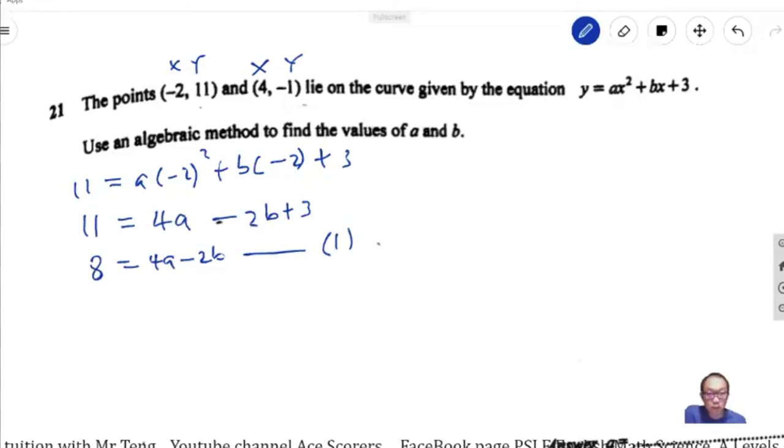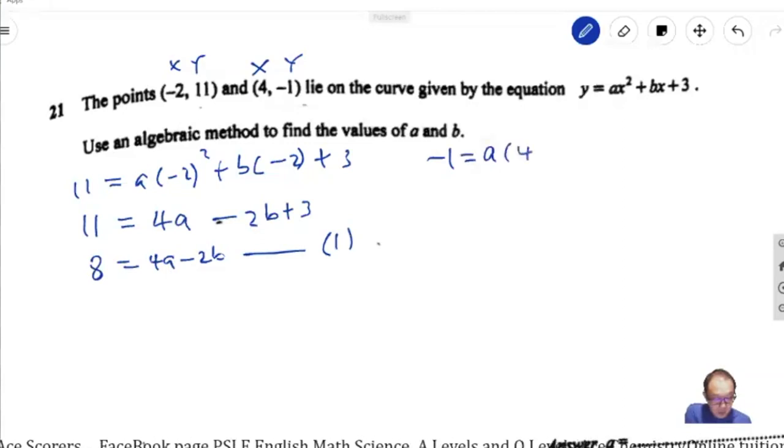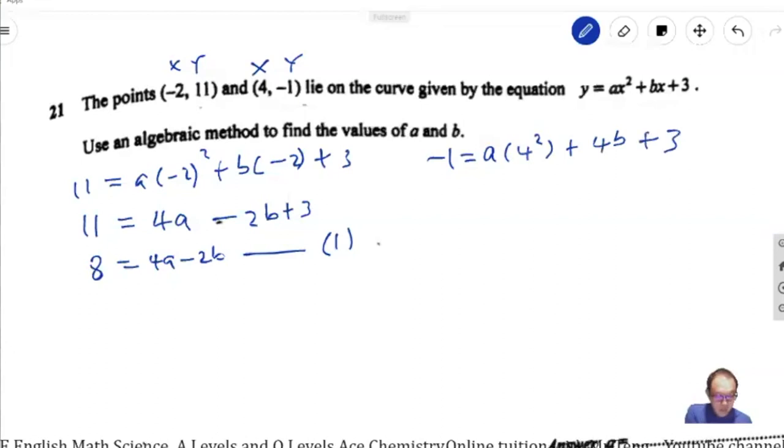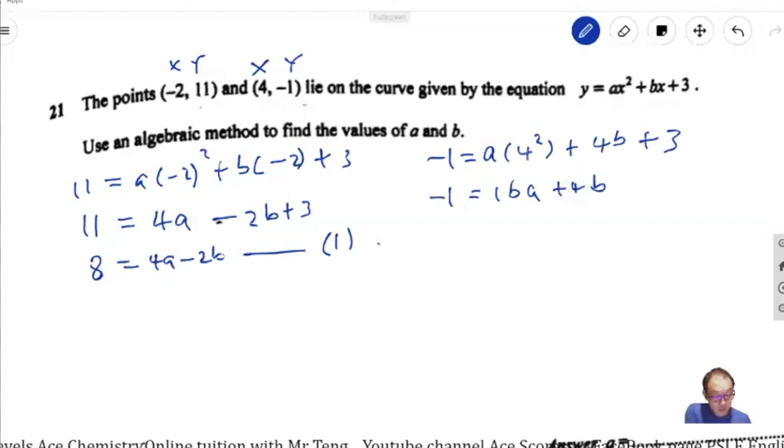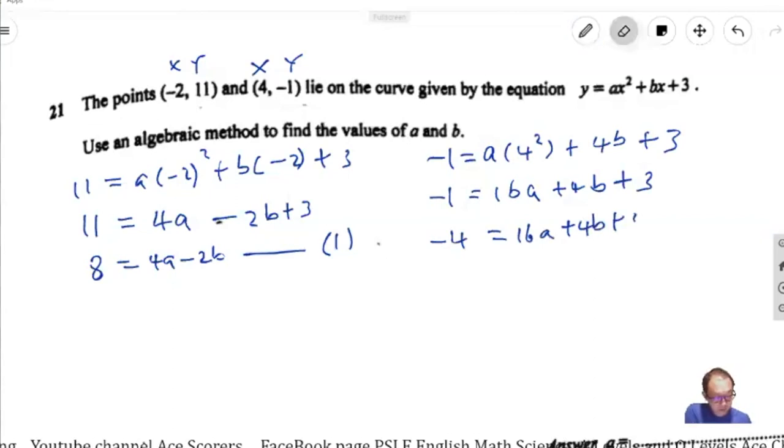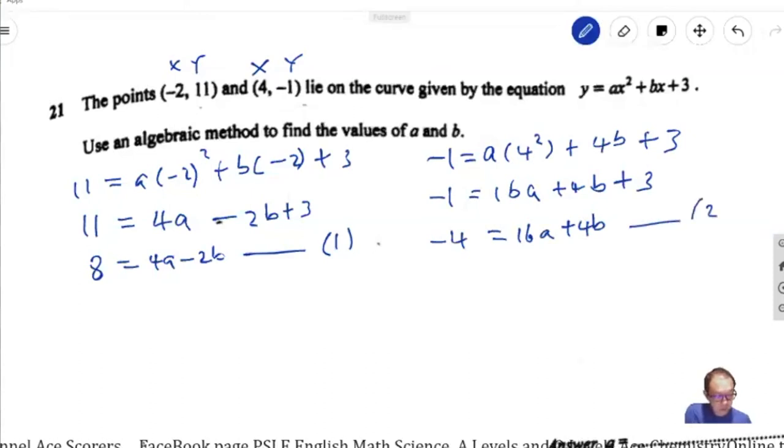Then next one, substitute x equals 4, y equals minus 1. So minus 1 equals a times 4 squared plus 4b plus 3. Okay, x equals 4, y equals minus 1. So minus 1 equals 16a plus 4b plus 3. Equation number 2. Okay, so you see that we have a simultaneous equation, and that is an algebraic method.